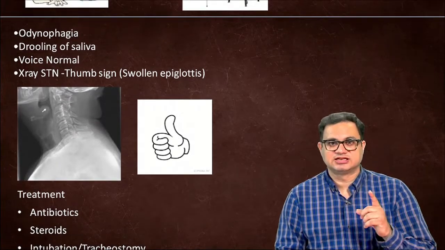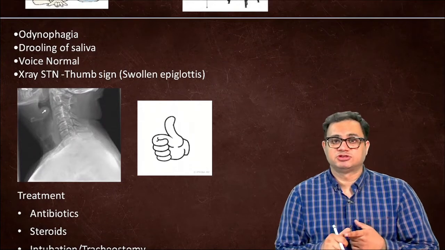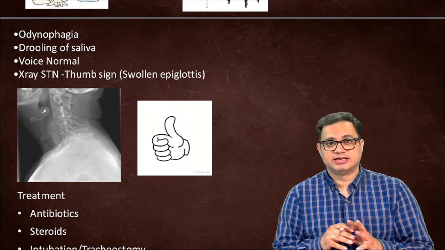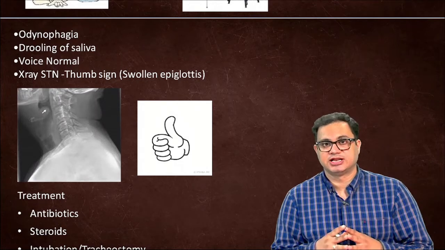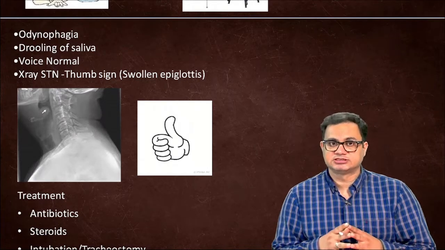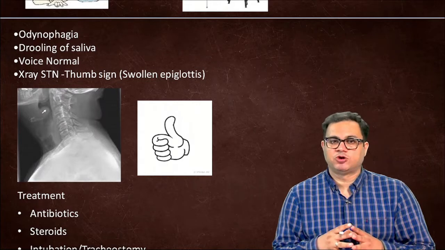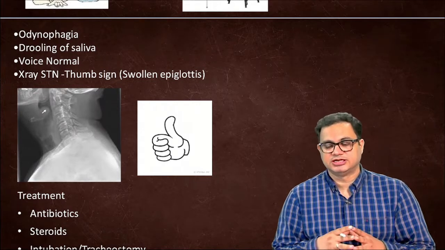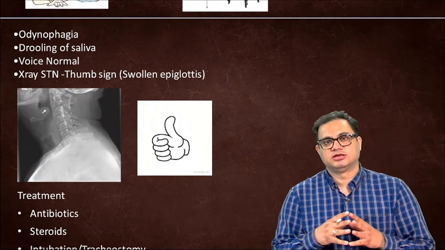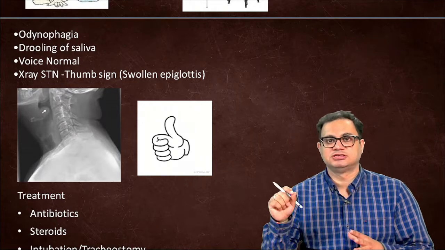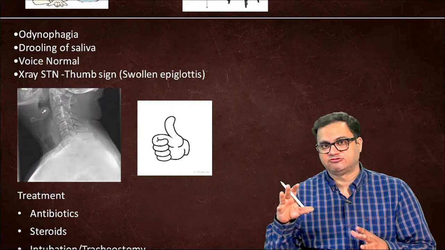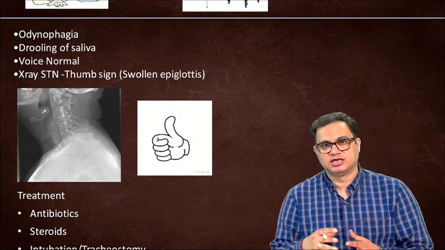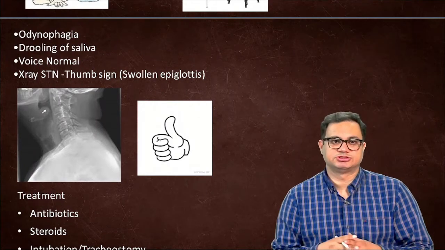So this is a clincher. If the voice of the child is normal and the child has all the other symptoms I have just described, then it is 100% acute epiglottitis, and we should avoid examination of such children because it can precipitate respiratory obstruction. If you try to see the swollen epiglottis, it can lead to airway obstruction.